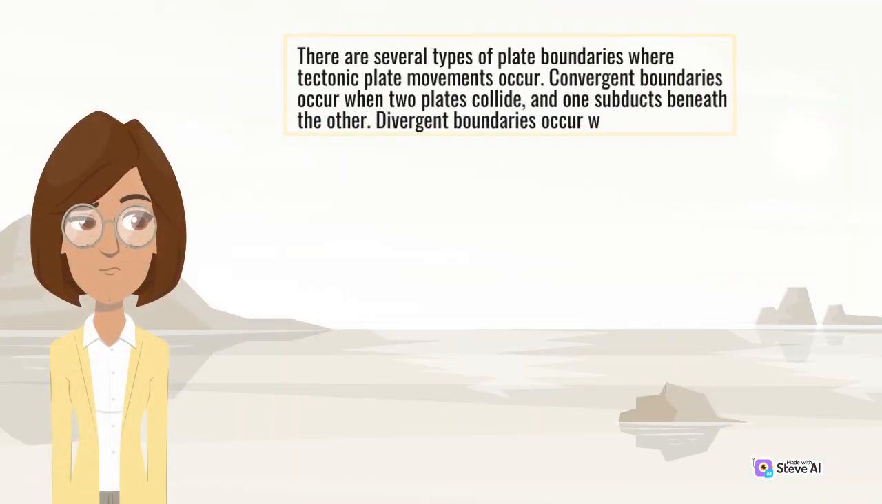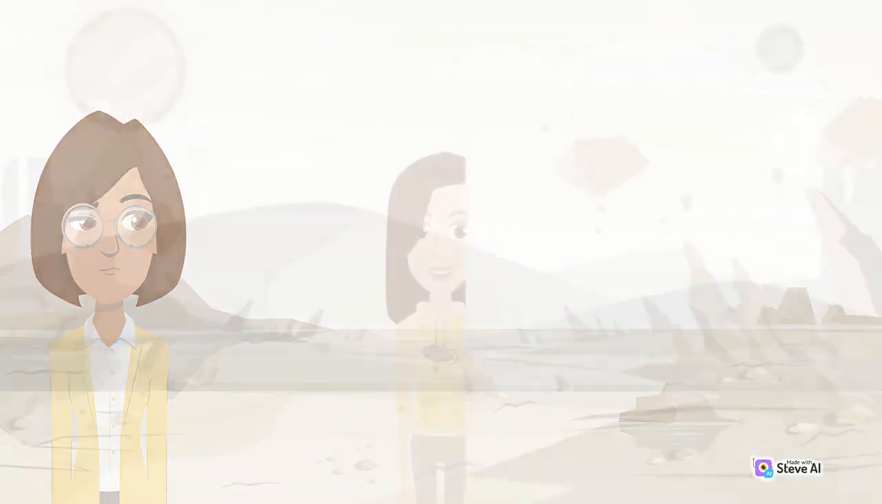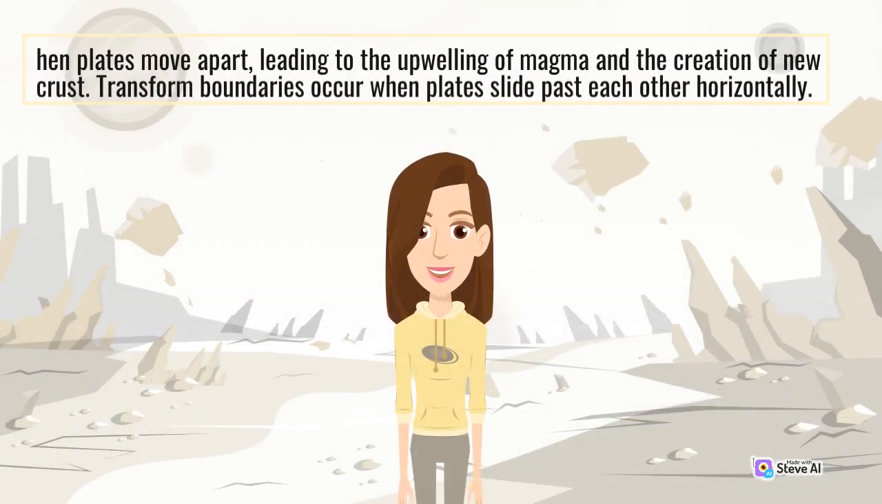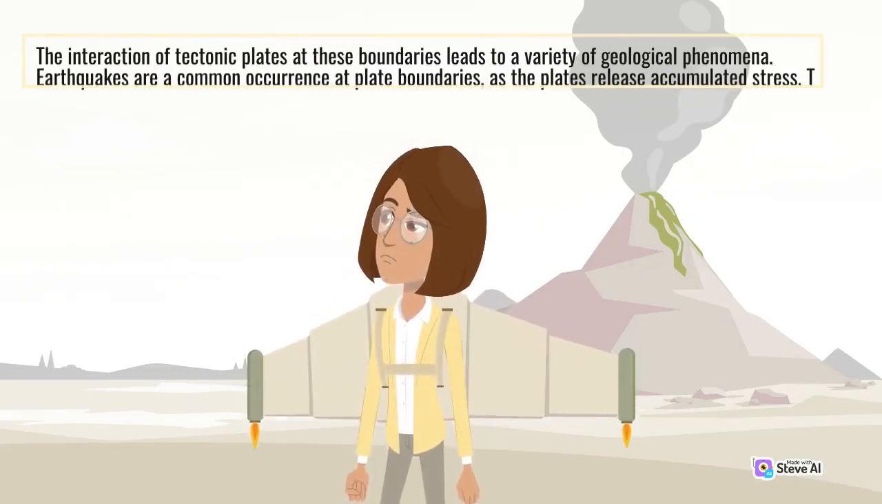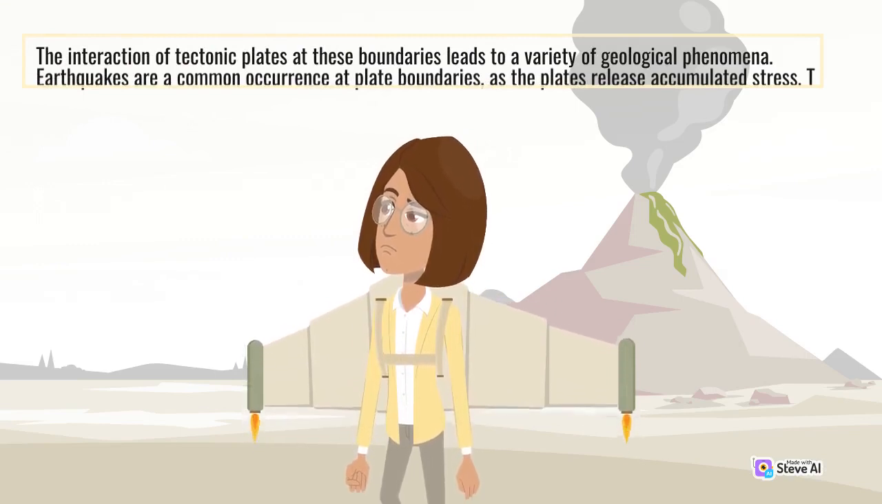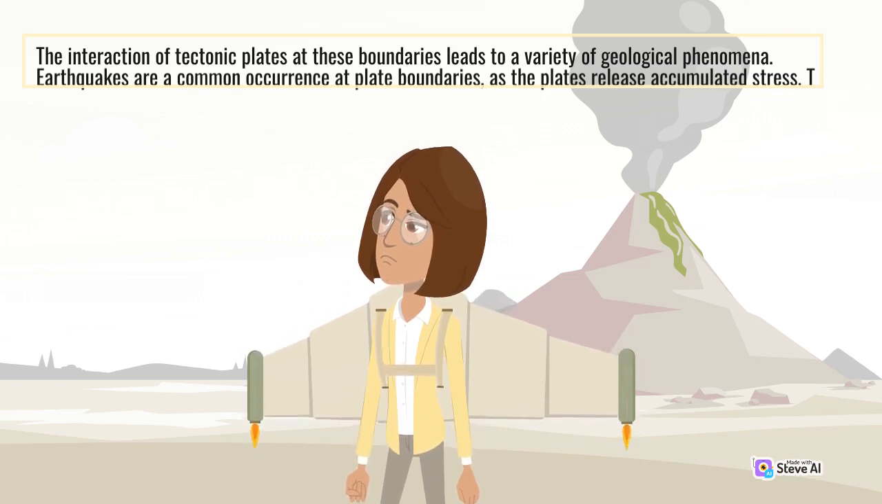There are several types of plate boundaries where tectonic plate movements occur. Convergent boundaries occur when two plates collide, and one subducts beneath the other. Divergent boundaries occur when plates move apart, leading to the upwelling of magma and the creation of new crust. Transform boundaries occur when plates slide past each other horizontally. The interaction of tectonic plates at these boundaries leads to a variety of geological phenomena. Earthquakes are a common occurrence at plate boundaries, as the plates release accumulated stress.